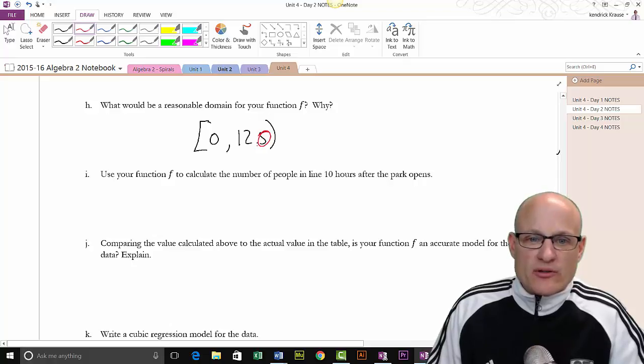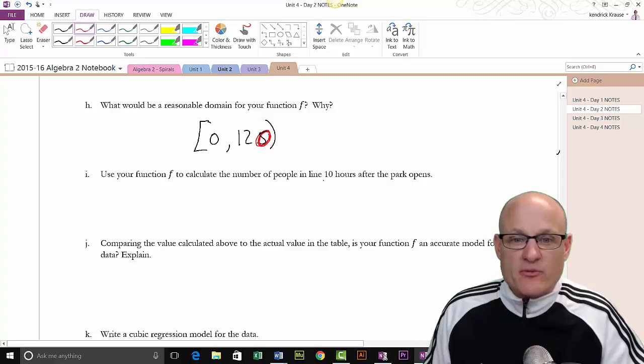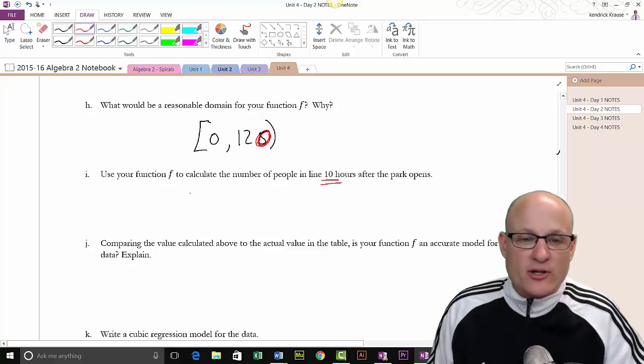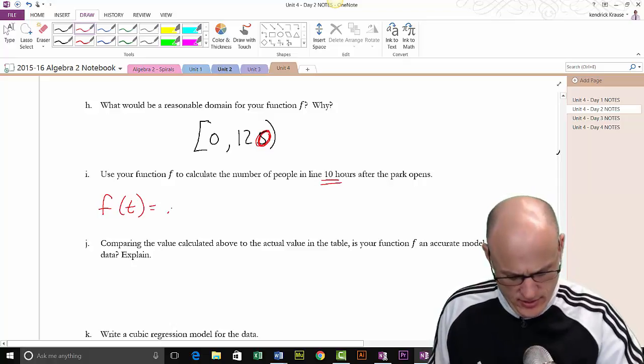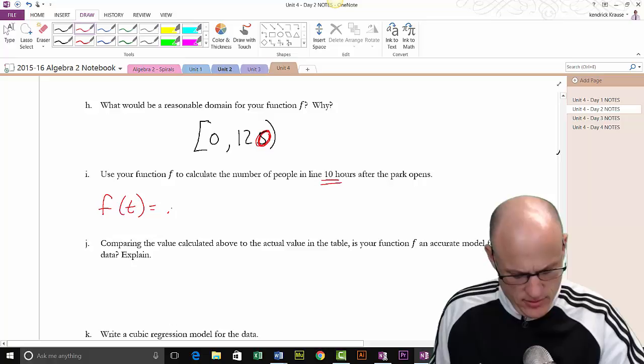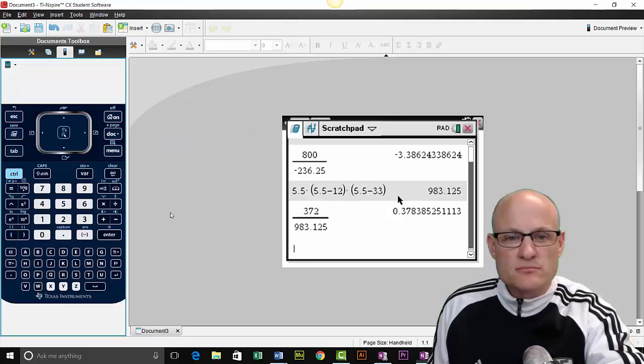So 0 and 12. Use your function f to calculate the number of people in line 10 hours after the park started. So our function f of t was equal to, I forgot what we came up with for C.